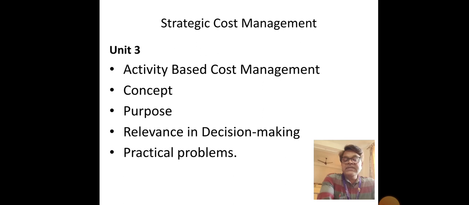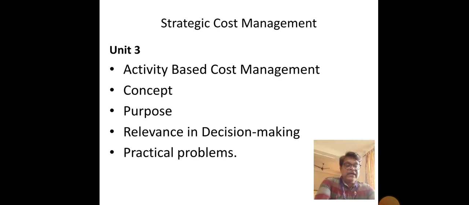I mentioned one example just now. It is setup cost. It comes under relevance in decision making. That is activity based cost management, its relevance in decision making. So as I mentioned now, 10 activities are there. Which one is best, which one is worst? Those things can be easily identified.